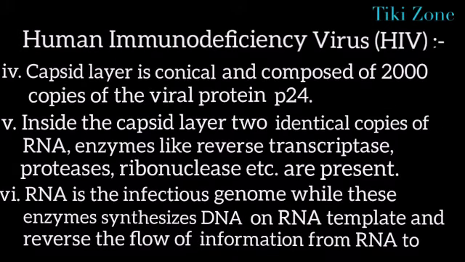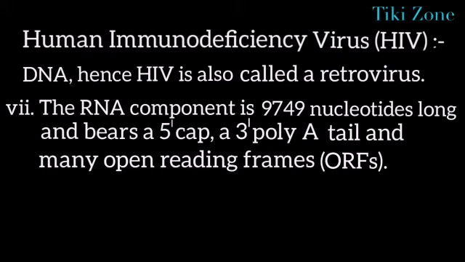The capsid layer is conical and is composed of 2000 copies of the viral protein P24. Inside the capsid layer, 2 identical copies of RNA and enzymes like reverse transcriptase, protease, ribonuclease, etc. are present. RNA is the infectious genome of HIV, while these enzymes synthesize DNA on an RNA template. That means they reverse the flow of information from RNA to DNA. Hence, these viruses are also called retroviruses.